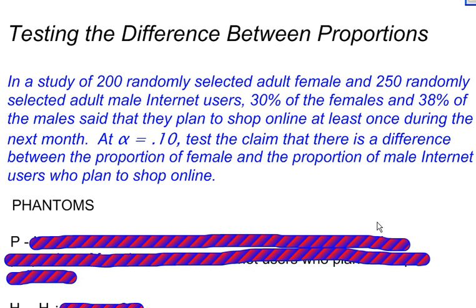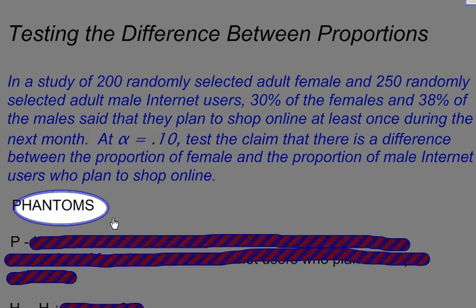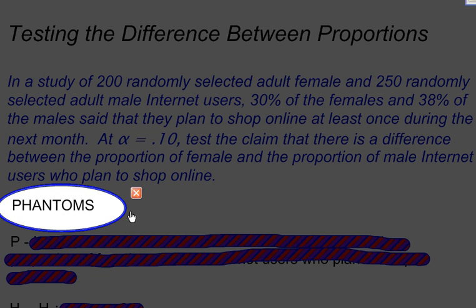This is a demonstration of running a hypothesis test for the difference between proportions. I'm going to jump right into this and let you know that I am going to be using the PHANTOMS method of running this hypothesis test. If you don't know what that is, watch some of my previous videos. Some of my older ones explain what PHANTOMS is. So I'm going to go pretty fast here.